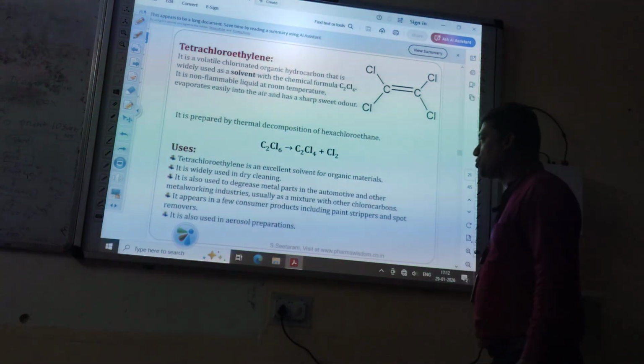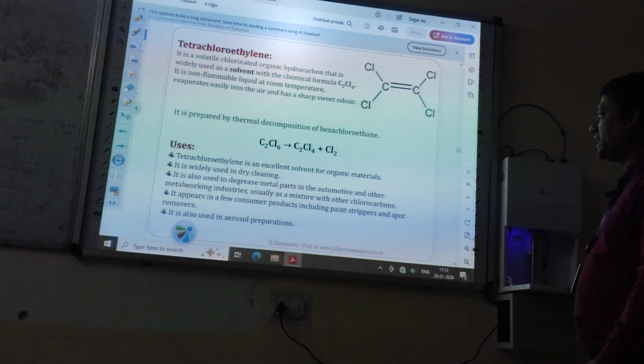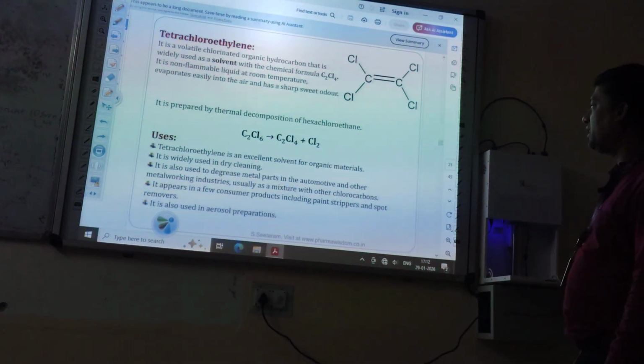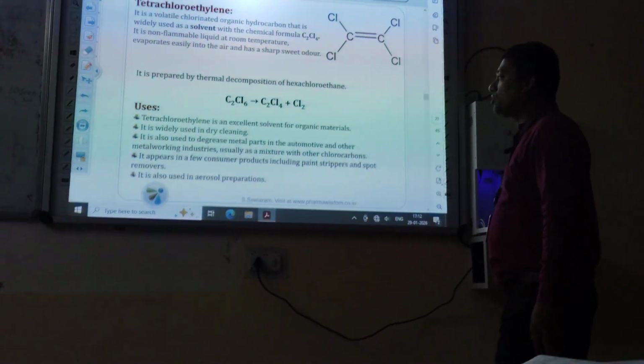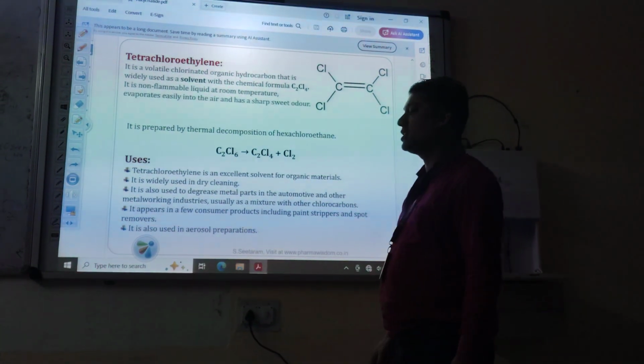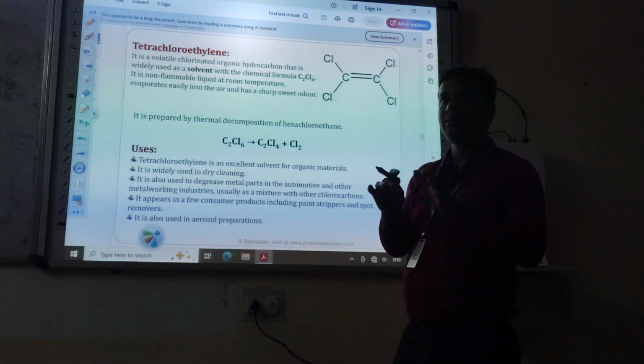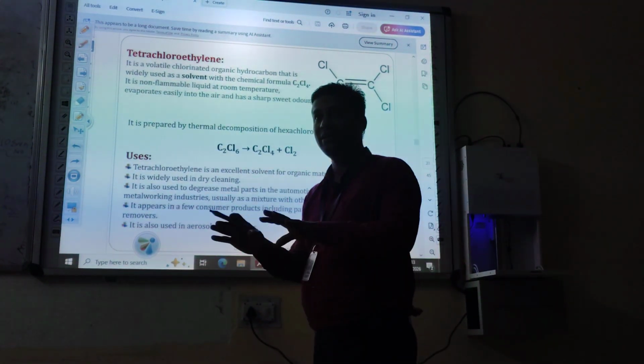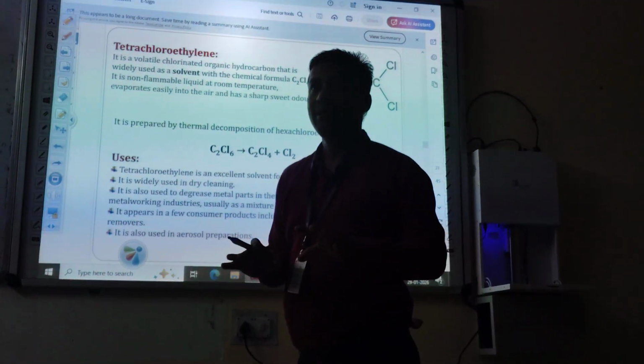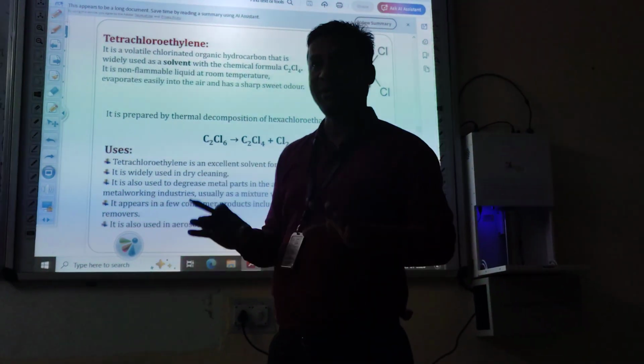It is also used to degrease metal parts in the automotive and other metal working industry. We are using grease to lubricate the machinery parts, to lower the friction.